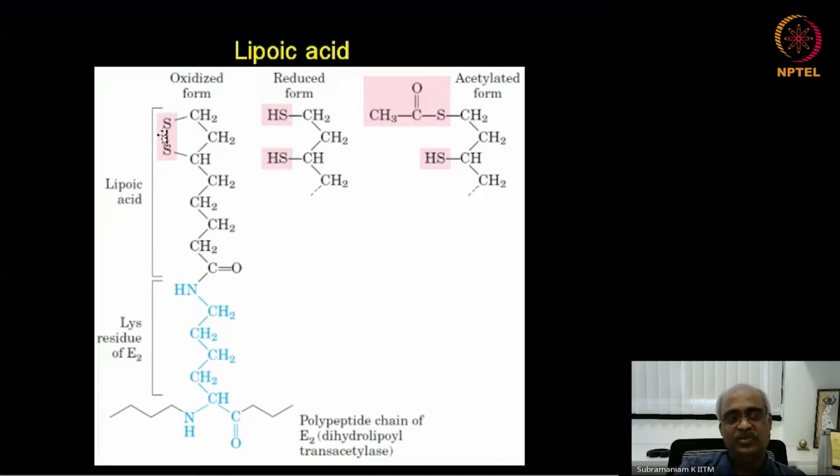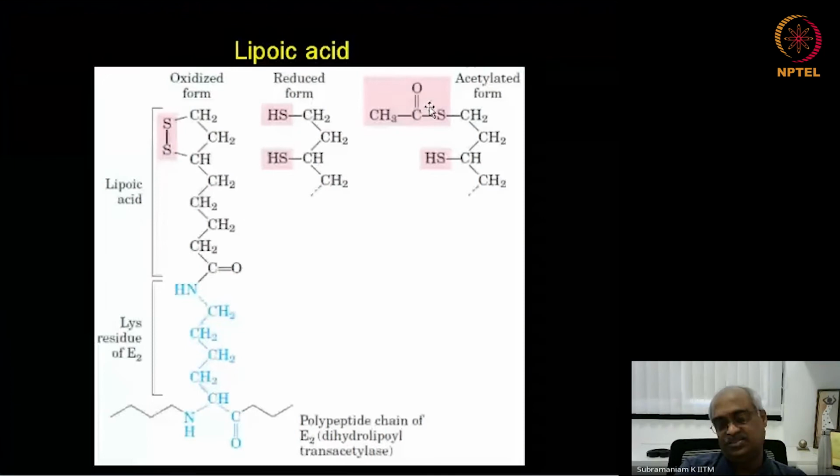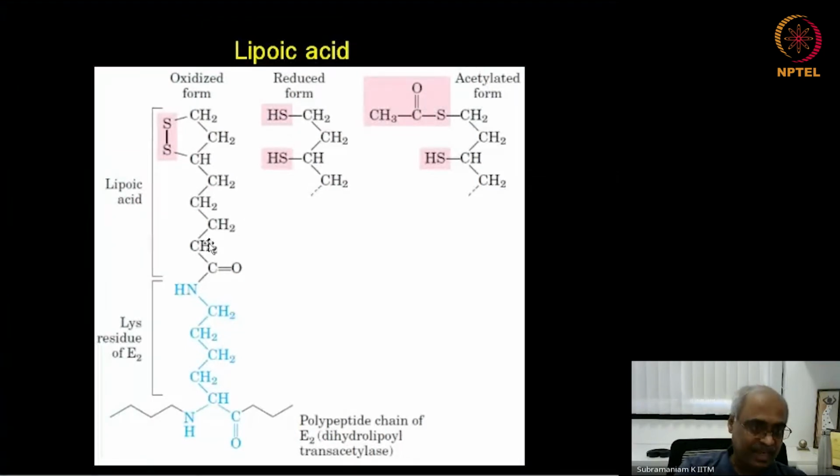So when it is going from this to this, 2 things have happened. One, this is reduced to thiol groups, and thereby electrons have been taken up, and 2, one of them forms an ester with the acetyl group. And this has a long arm, so you have 1, 2, 3, 4, 5, 6, 7 carbons. Only the last 3 have this disulfide bond, and it's a carboxylic acid here. And this is an amide linkage with the amino group in the side chain of lysine.